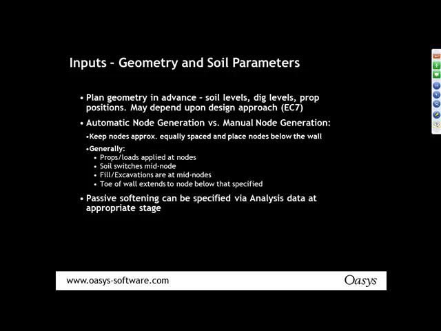One reason people do manually generate the nodes is because they may want a node at a very specific point, maybe because you're looking for a displacement or bending moment at that point. So just be aware of the rules for this. Other than that, passive softening can also be specified via the analysis data. So if you've got passive softening at any stages, be aware of that and make sure you specify it.